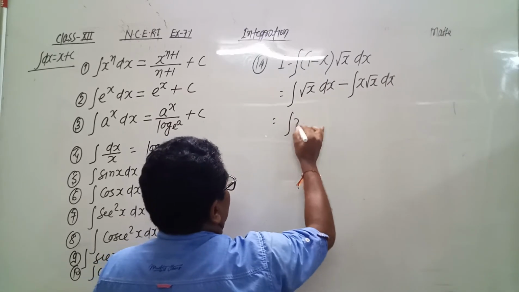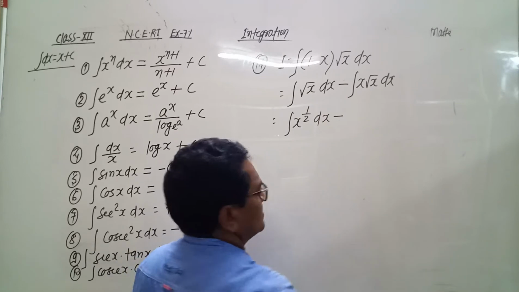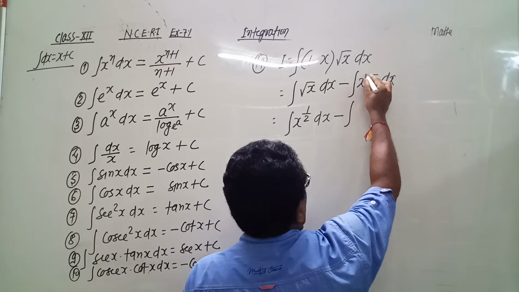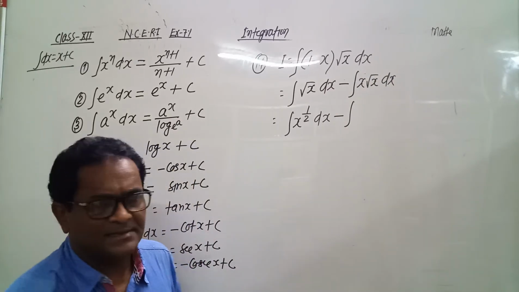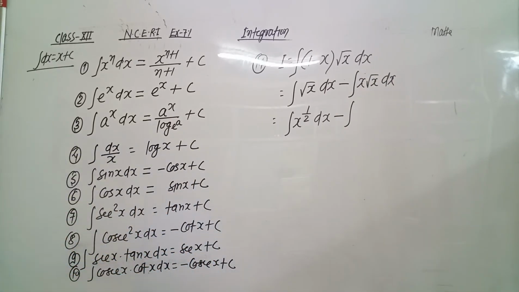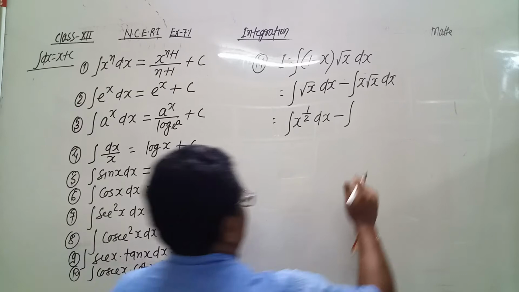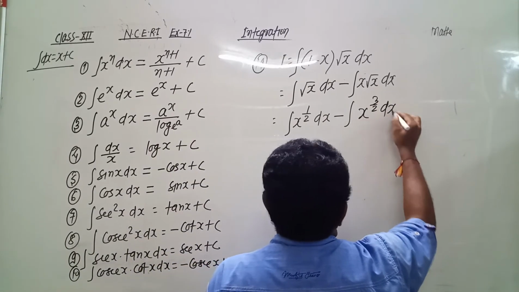So root x is written as x raised to the power 1 by 2 dx minus integration x raised to the power 1 and x raised to the power 1 by 2. Bases are same, powers will be added. So x raised to the power 1 plus 1 by 2, we get x raised to the power 3 by 2 dx.